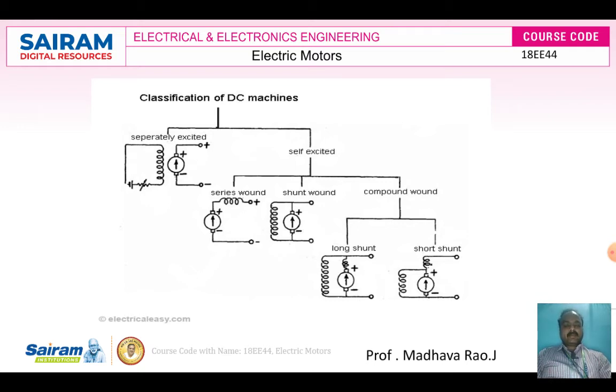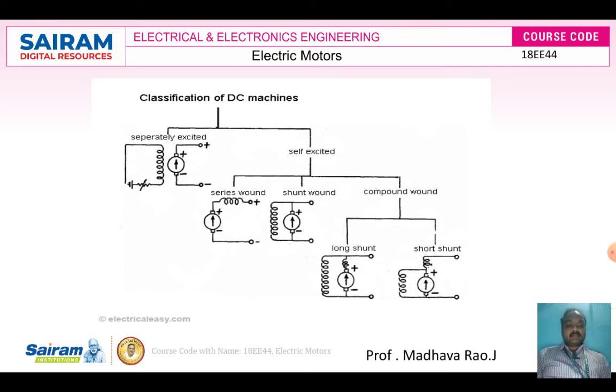Coming to the second type, the self excited DC motor. In a self excited DC motor, the field supply is dependent on the main supply. In separately excited, the field excitation is independent and separately connected. But in self excited DC motor, the field supply is dependent on the main supply. The main supply itself is connected to the field. That's why this type of motor is called a self excited DC motor.